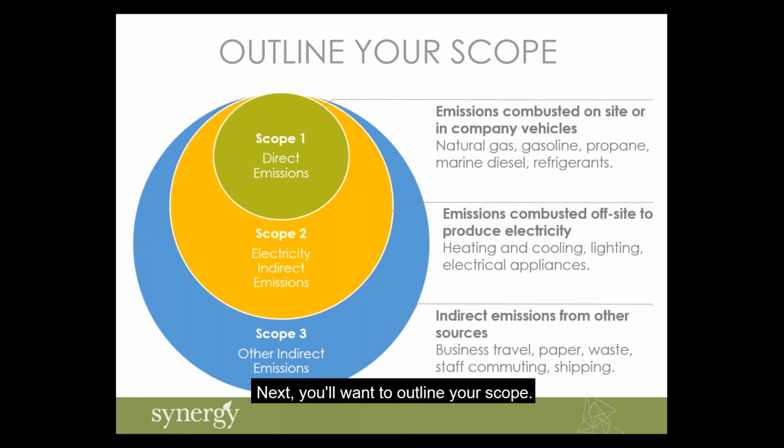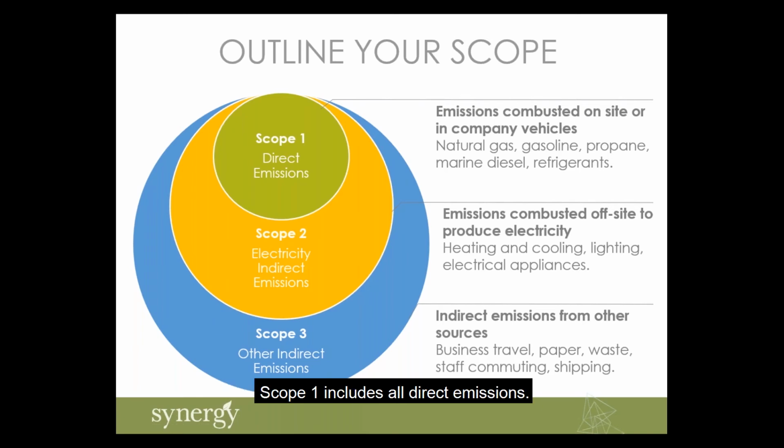Next, you'll want to outline your scope. It is important to take time to consider each potential source of emissions to ensure you capture everything that is relevant. Scopes 1 and 2 are mandatory for all reporting, while Scope 3 remains optional. Best practice is to include anything that will make up 5% or more of the total carbon footprint.